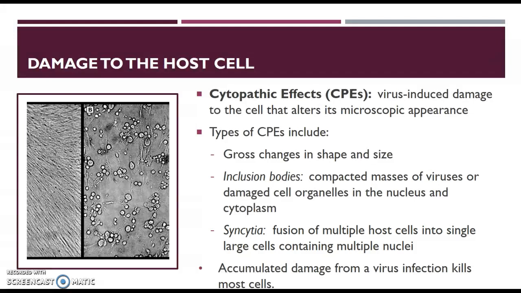Sometimes viral infection will produce inclusion bodies within the cytoplasm or the nucleus of the cell, depending on where viral replication and assembly happened. And these inclusion bodies are typically either compacted masses of virus or damaged cell organelles and other parts that have been contained in these inclusion bodies.